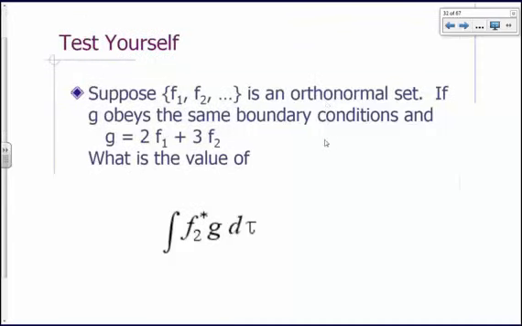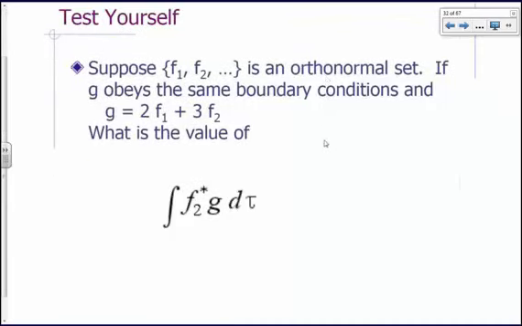All right. So let's apply what we just learned. Suppose F1, F2, and so on is an orthonormal set, and G obeys the same boundary conditions, and G happens to be equal to 2F1 plus 3F2. What is this integral equal to? F2 star G is C2. What is C2? 3.